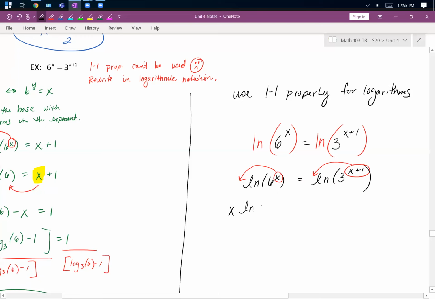We get x times the natural log of 6. Now on the right side, you have to be careful because we're taking that binomial of x plus 1 and bringing it out in front to become like a coefficient. So be sure that you put that x plus 1 in parentheses.